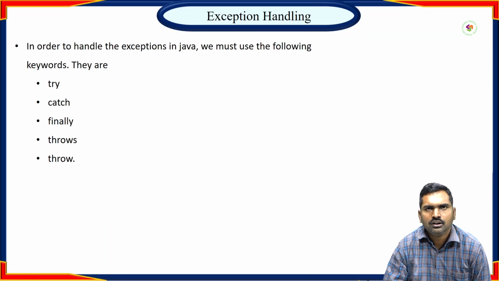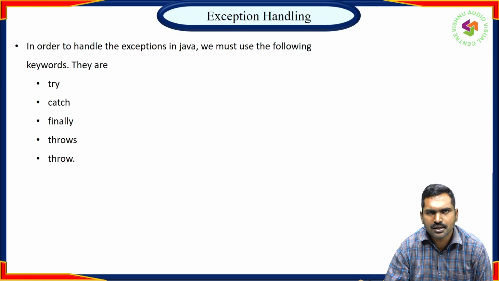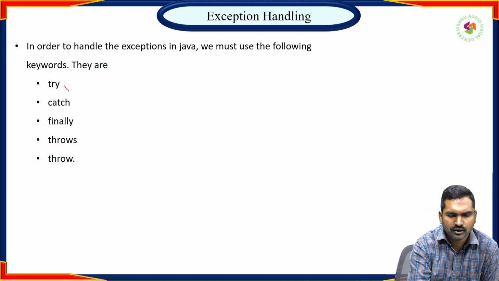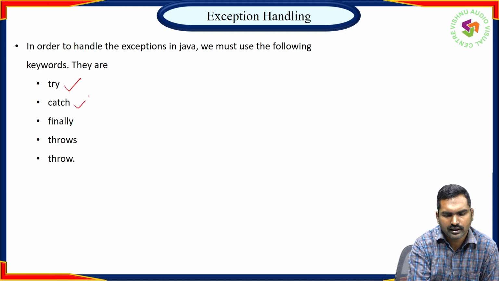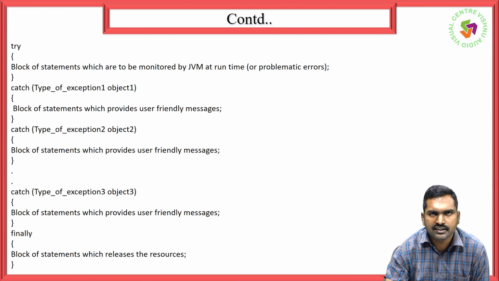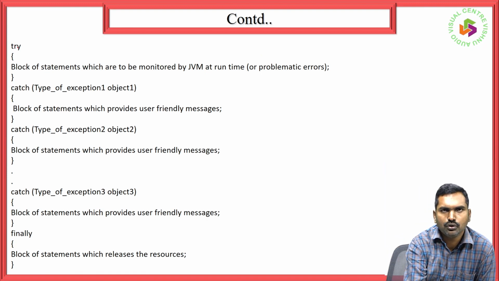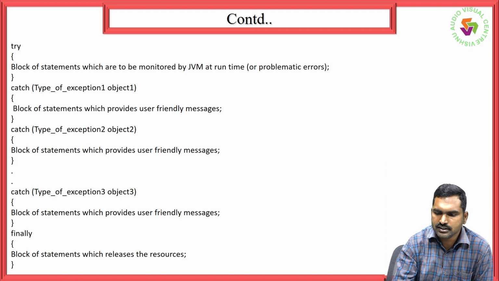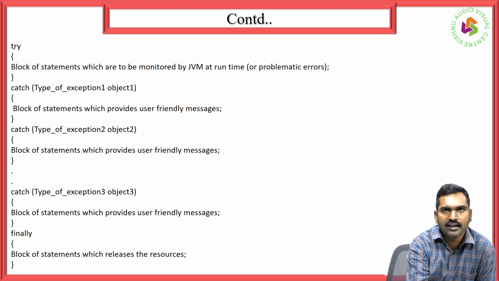In order to handle exceptions in Java, we must use the following keywords. They are try, catch, finally, throws and throw. So this is the general syntax. We must include the try block and catch block. The syntax is try, curly brace, open and close.